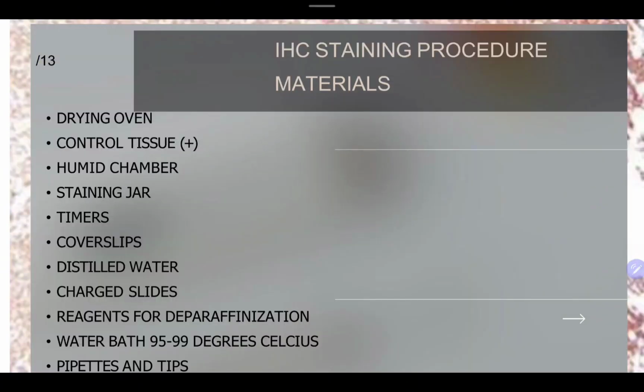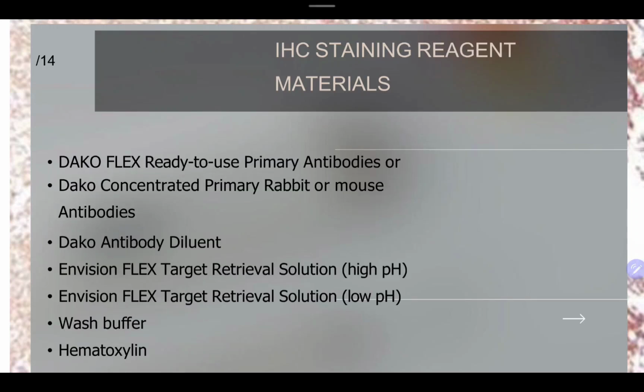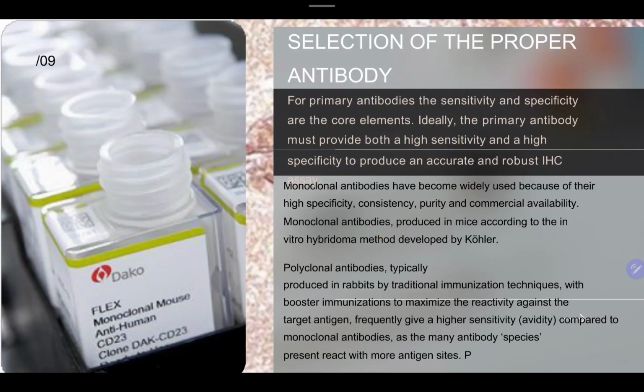So these are all the IHC procedures na materials. I think familiar naman siguro kayo dyan. So isa-isahin natin sila. So, the selection of proper antibodies. Remember po, this is an example of an IHC stain, particularly the CD23. Okay? So, for the primary antibodies, the sensitivity and specificity are the core elements.